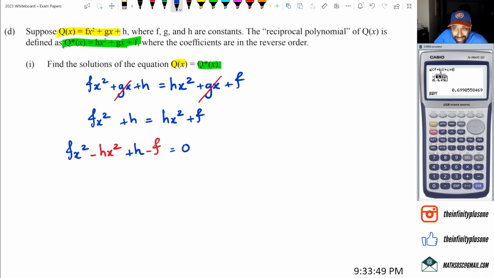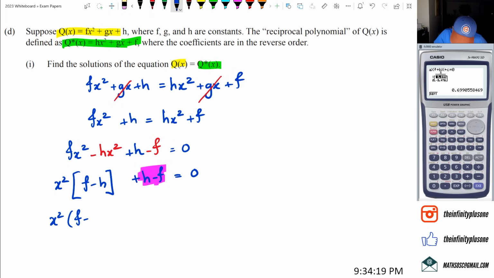Now, I can see that x squared is a common factor, so I can take it out. What I'm going to end up with is x squared times (f minus h) plus (h minus f) is equal to 0. I guess this is the tricky part, right? If you look at it, you've got f minus h, and then you've got h minus f. What you really want is f minus h here. How do I do this? Well, I can actually take out negative 1 as a common factor.